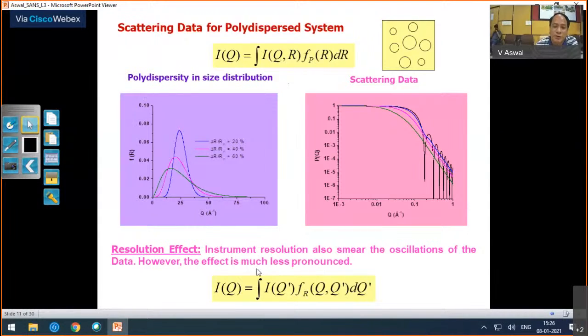So if you don't know the resolution function of your instrument, you may be making an error in the calculation of polydispersity. This is because in both cases your data are smeared, and if you don't know the resolution function, you can't separate the smearing coming from the polydispersity. Therefore, to get the correct value of polydispersity, it is important to know the resolution function of the instrument.